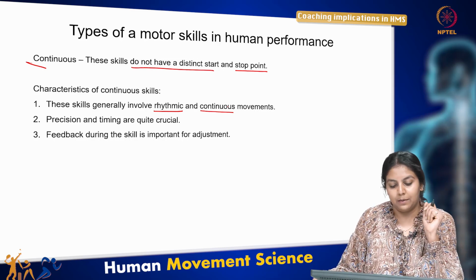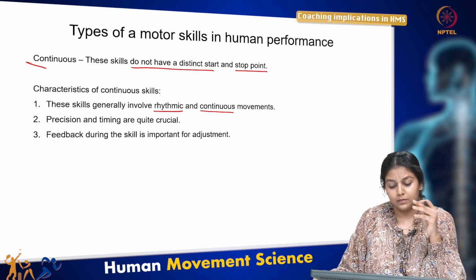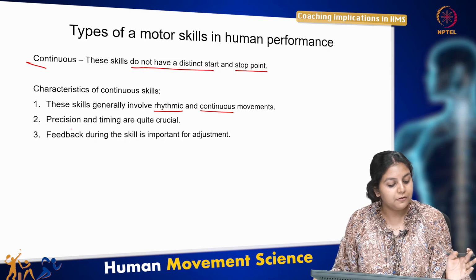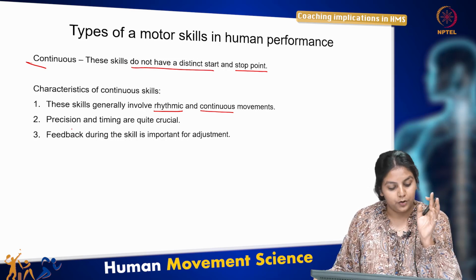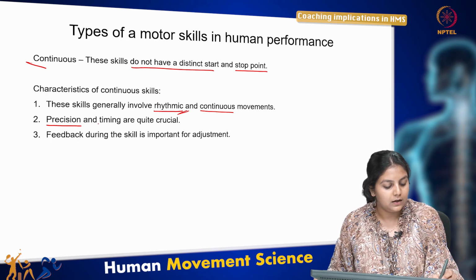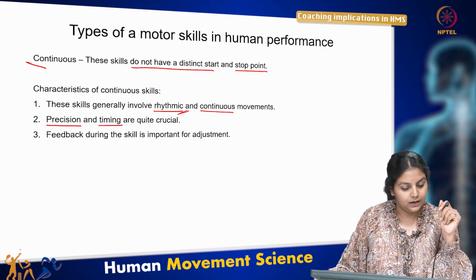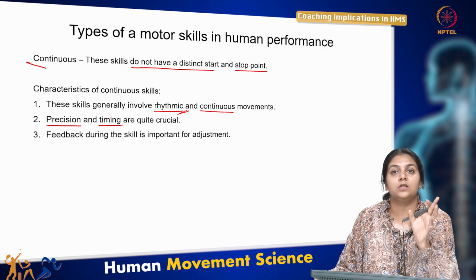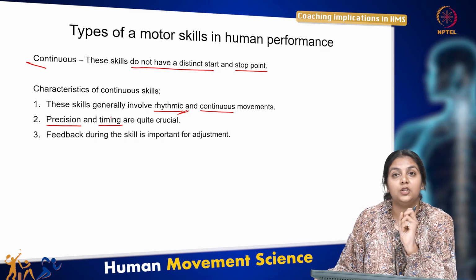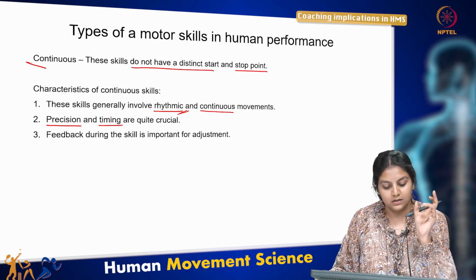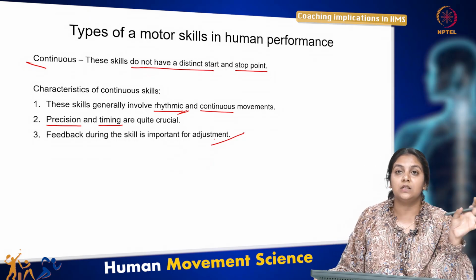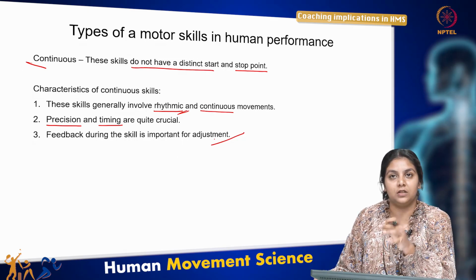Let's look at some of the examples briefly. For these types of skills, precision and timing are quite crucial, right? Because we are talking about rhythmic activity, timing and precision become quite critical. And feedback during the skill is important for them to adjust the movement patterns that they are performing, as opposed to a discrete skill, where feedback is generally after the skill.